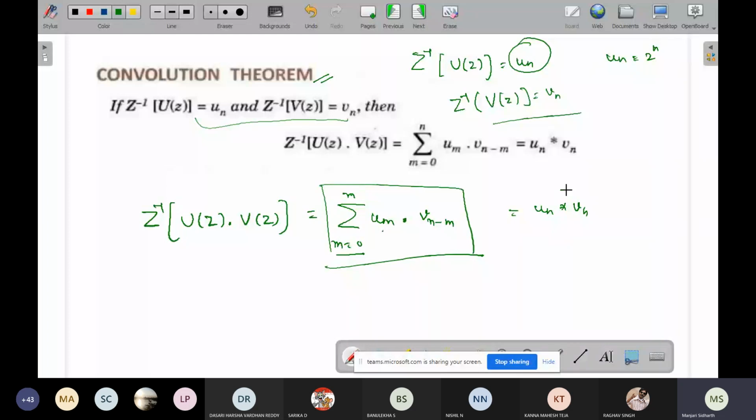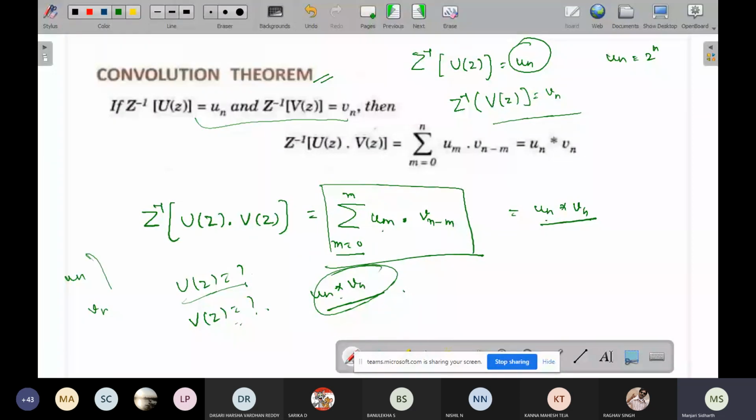Okay, so if simply u_n star v_n needs to be found, it will not be given to you directly in the exam, so use the convolution theorem. Like capital U(z) is this, capital V(z) is this. Find u_n star v_n. U(z) is given, so you can write the corresponding u_n, V(z) is given, so you can find the corresponding v_n, and you need to find their convolution. So use this formula.